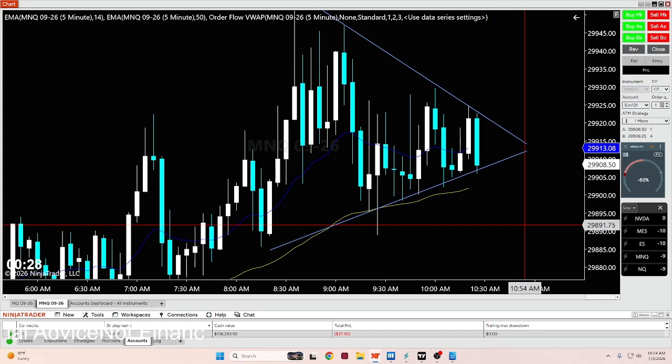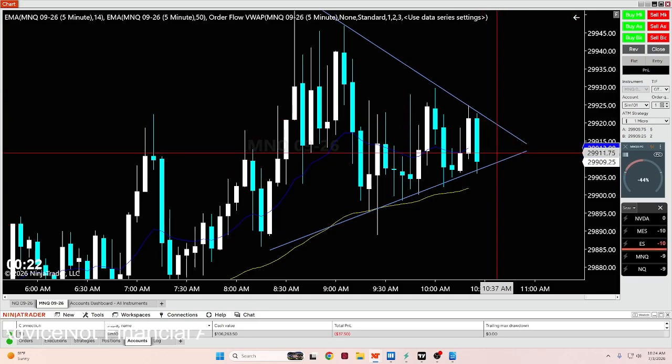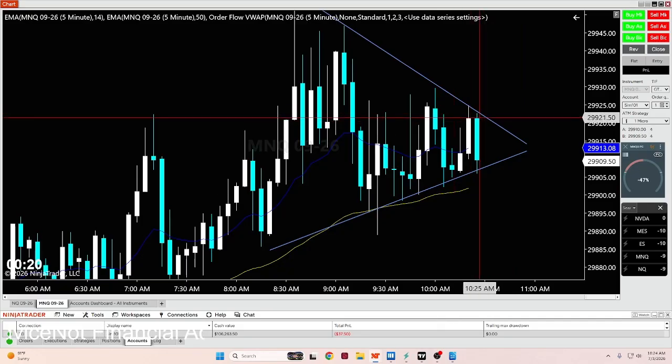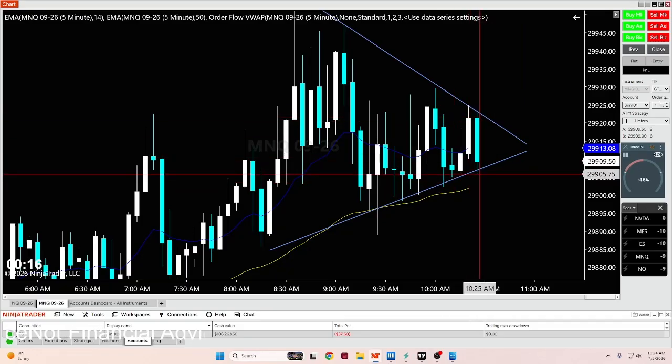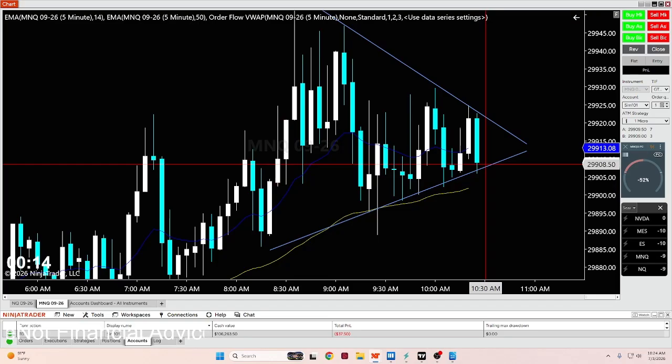Got another 5-minute candle fixing to form here. We're getting tight, so we're gonna have to break something. The 20s or the 900s. Let's see.